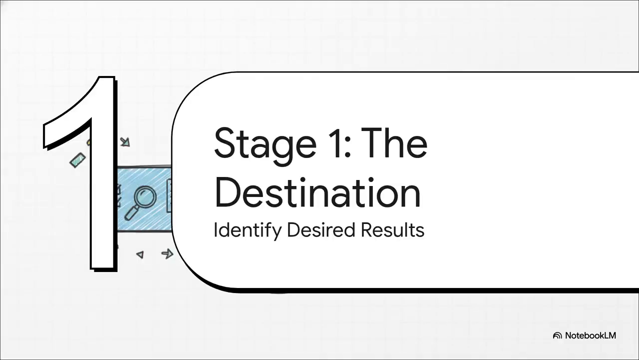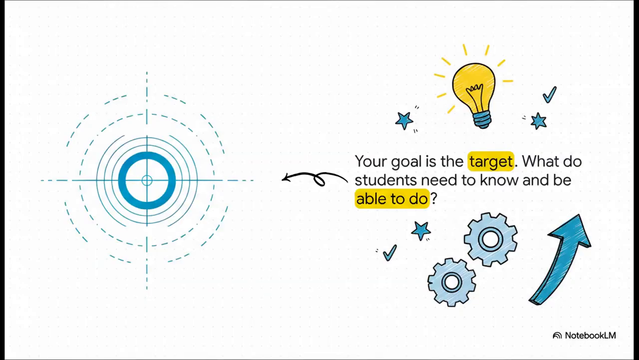Okay, let's dive into stage 1, identifying desired results. This is all about getting crystal clear on your destination. This is your bullseye. Before you plan a single thing, you have to nail this down. What exactly do you want your learners to be able to do when they're done? What key knowledge do they need? What skills do they have to be able to show you? And this isn't just about covering chapters in a book. It's about a specific real-world outcome.